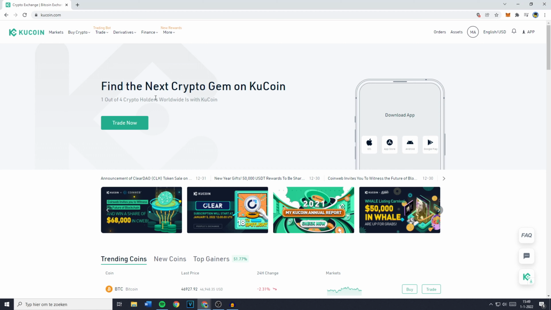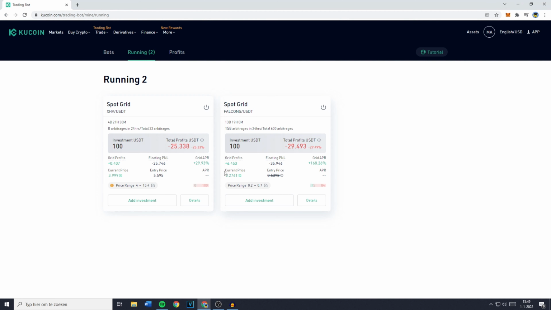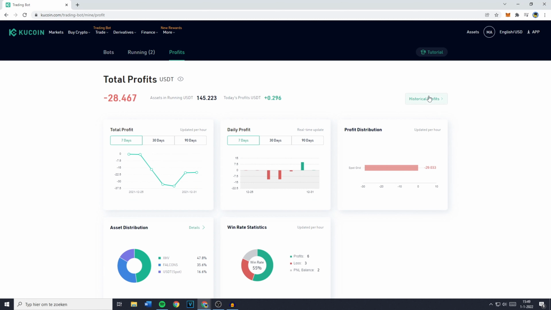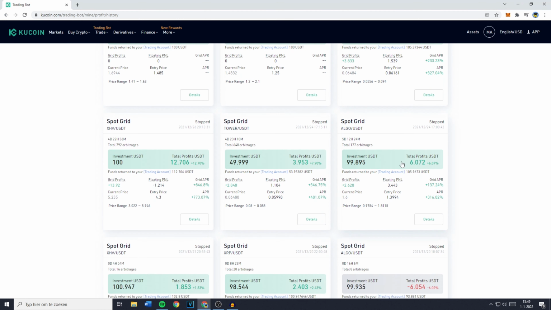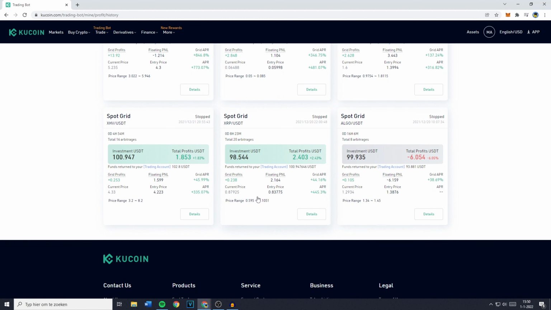Now the first thing I'm going to do is to go over to my trading bot. You can then see that as of right now, I've got 2 bots running, and both of them are in the red. However, both of these are for the long term, and when I go over to profits and click on my historical profits, you can see all of the trades I've done before. Now what's important to understand is that in the period these bots were running, the coins also changed in prices. So it's not just the profits of the bot, and it's also not just the loss of the bot. It can also be the price action of the coin itself. So the price action of the coin the bot was trading on. In this case Algorand USDT, and right here it was XRP USDT.